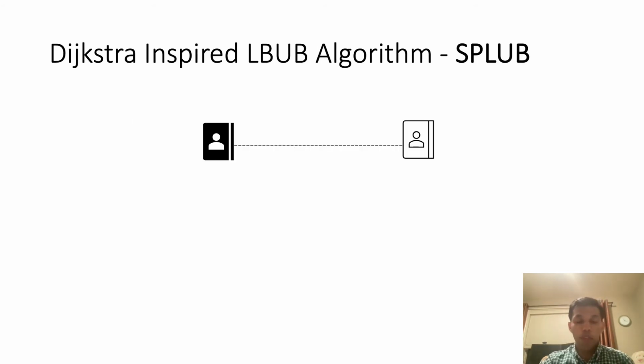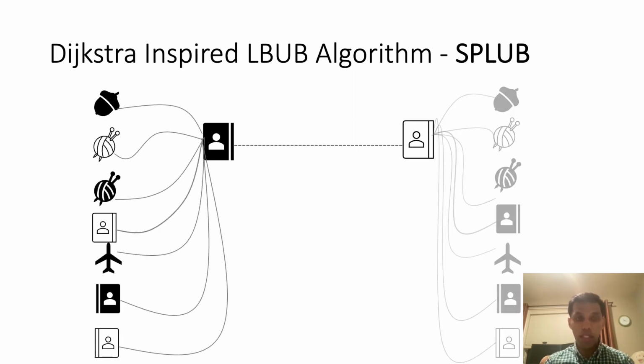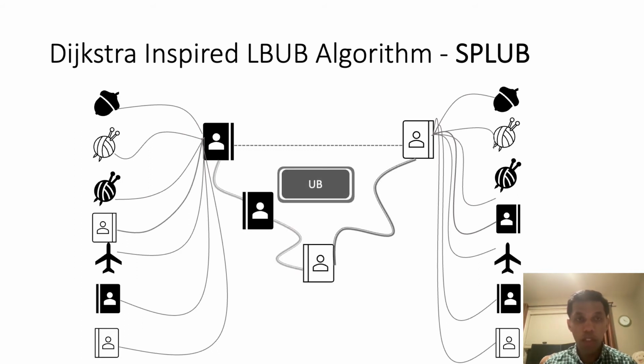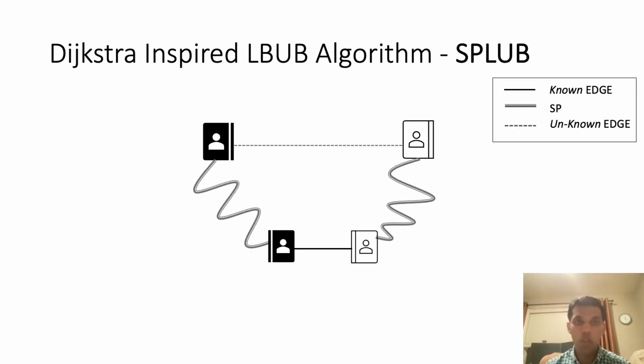Now we introduce a solution framework inspired by Dijkstra's shortest path algorithm. We titled it the shortest path lower upper bound algorithm. Imagine you have two contact cards between which you do not know the distance. What the algorithm does is find the shortest path from both ends of the unknown edge to each of the objects in the universe. Now you find the shortest path between these two, and that is your upper bound. Computing the lower bound is a much harder problem, as we have explained previously.